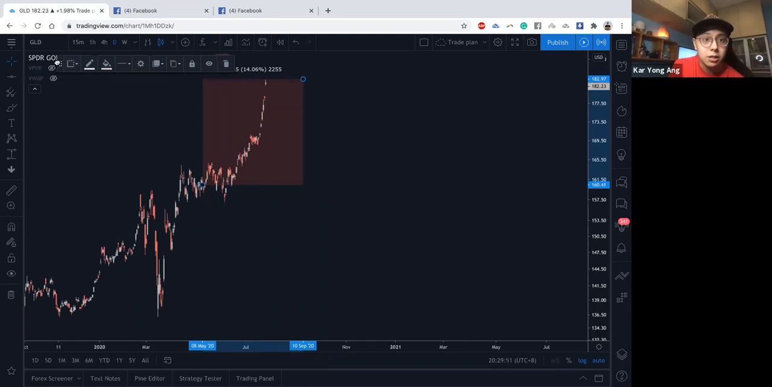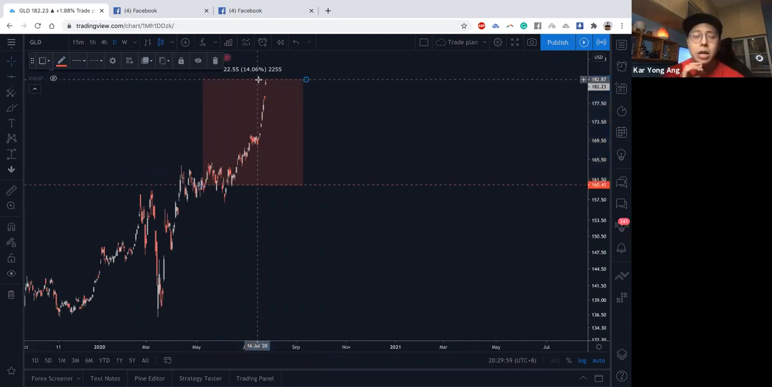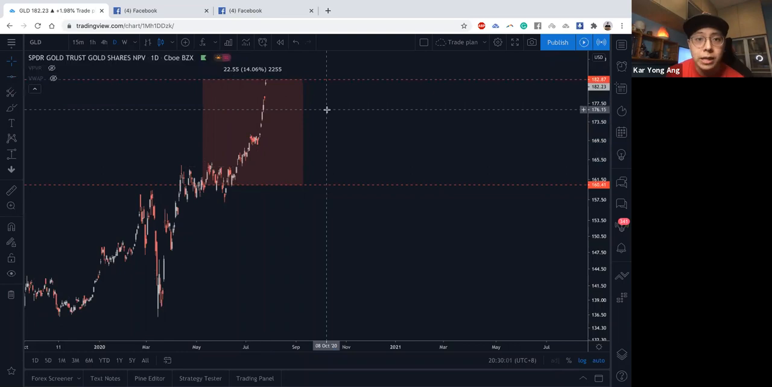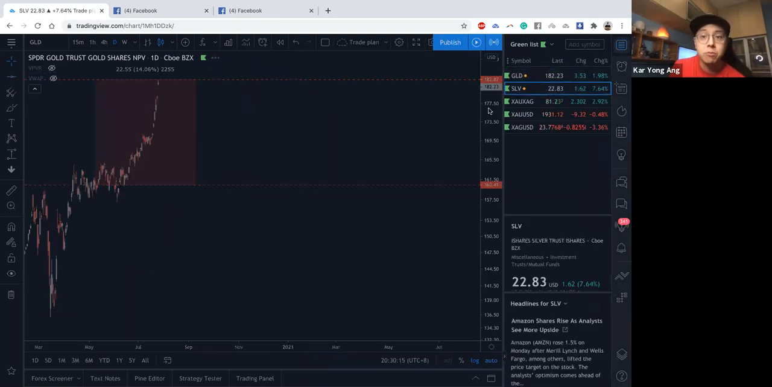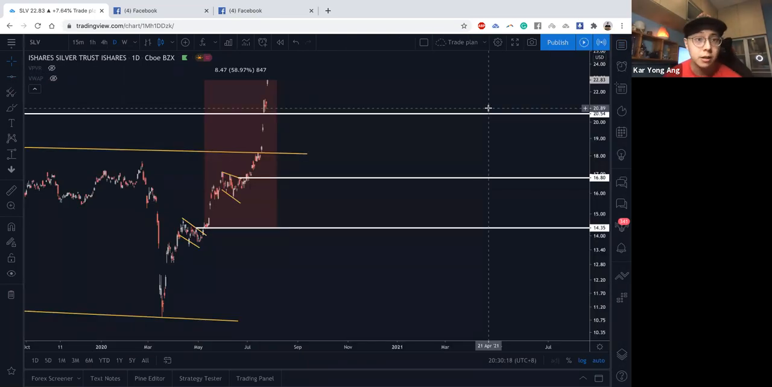Now take a look at this. If I put in a line from this price all the way to yesterday's high closing, the increment is only 14%. So yes, both of them went up significantly, but GLD only went up by 14%, while SLV's change in price is close to 59%. And that's a huge difference.